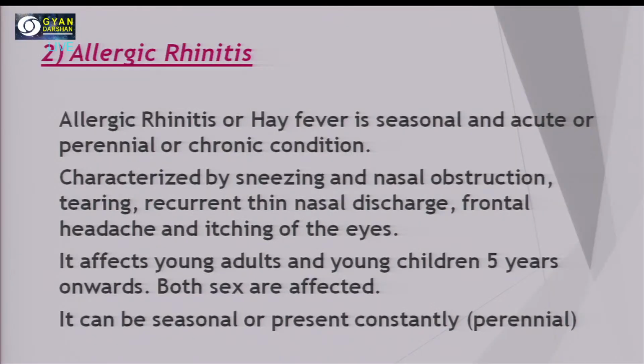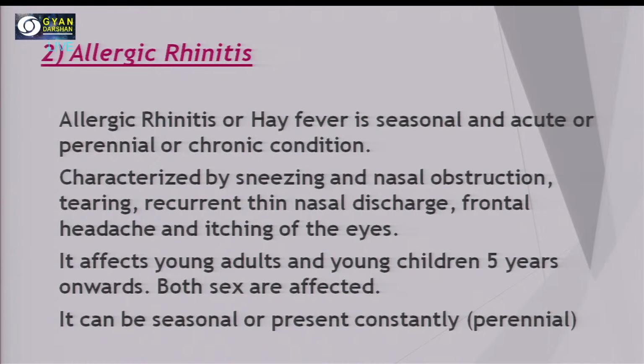improve your immunity. The other kind of rhinitis is allergic rhinitis, which is usually associated with seasonal allergies, and it is also known as hay fever, and it can be an acute or ongoing chronic condition. It is characterized by continuous sneezing. The patient may also have nasal obstruction. He can have a lot of tearing. There can be thin nasal discharge all the time. The patient will also say that there is a frontal headache, and obviously he will also say that there is itching in his eyes.